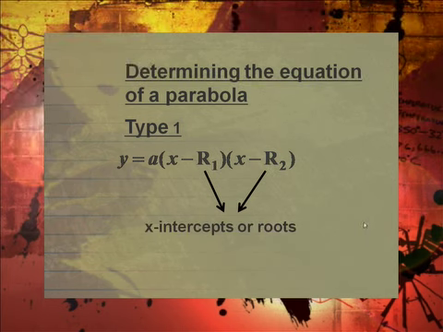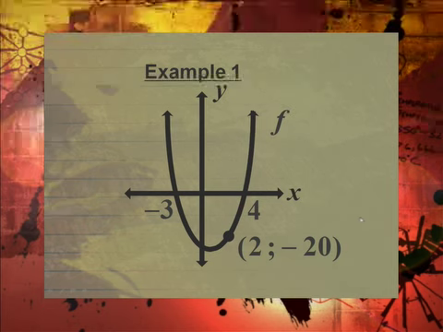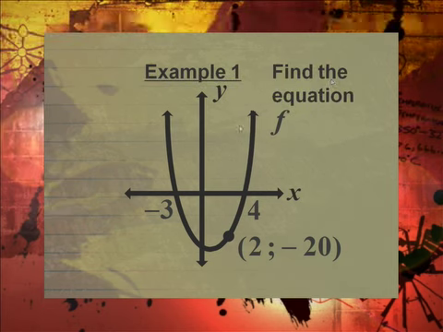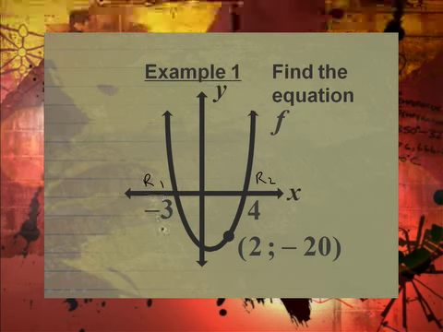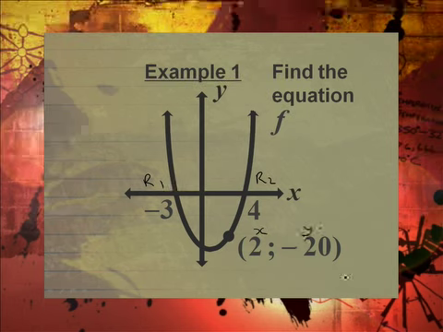These are called the x-intercepts or the roots. Now hold on to that. If you're given a picture and they say find the equation, what are we given? The x-intercepts and a point on the parabola. Now this is quite nice because this is your first root and your second root, your first x-intercept and your second. And this is going to be a point on the parabola, which is x is 2 and y is minus 20.